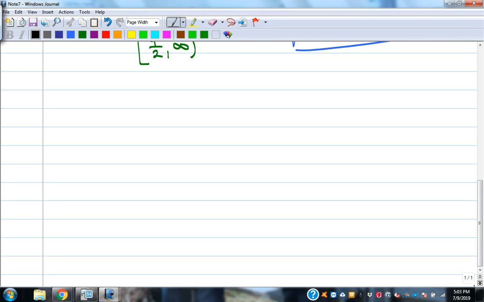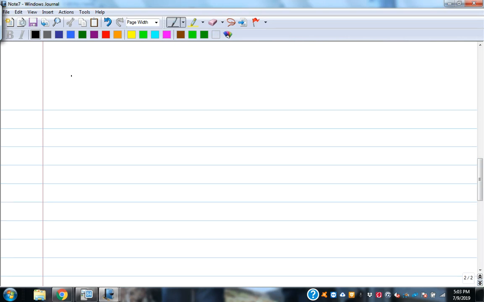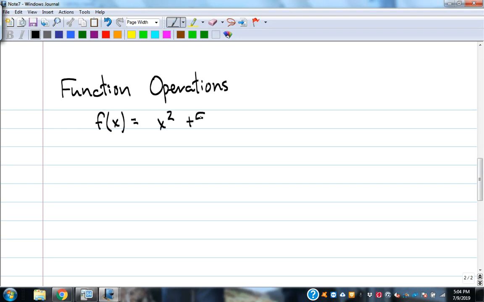So function operations. I'm going to give you two functions. We're going to use the same two for several operations here. So let's do f of x is x squared plus 5x minus 3, and then g of x is negative 3x plus 4. So pretty simple equations there. Nothing crazy.